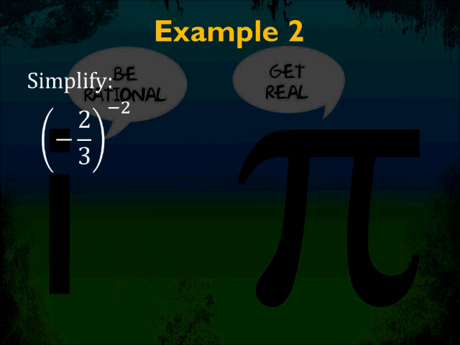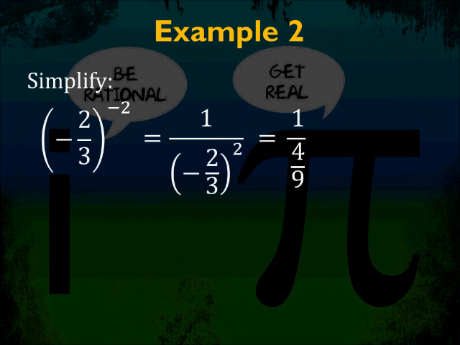Alright, simplify negative 2/3, quantity, to the negative 2 power. Remember, with a negative exponent, you want to take a reciprocal of the positive. So it's 1 over negative 2/3 squared, which becomes 1 over 4/9, which is 9 over 4. Negative 2/3 squared is simply 4/9. Negative squared is 1, 2 squared is 4, 3 squared is 9. So that's one way to do it, and I'll show you a different way maybe in class or maybe later in these notes.